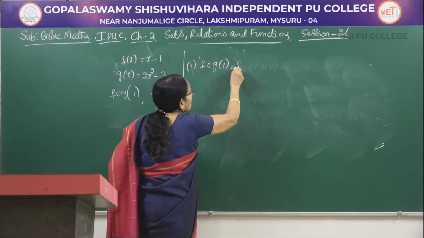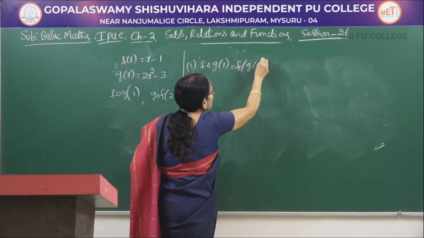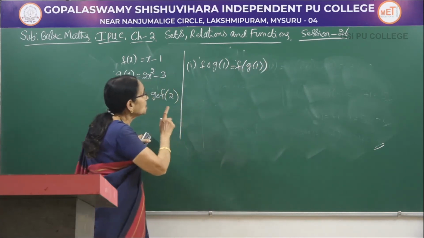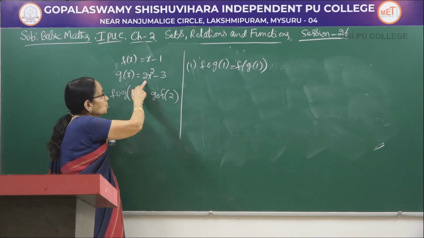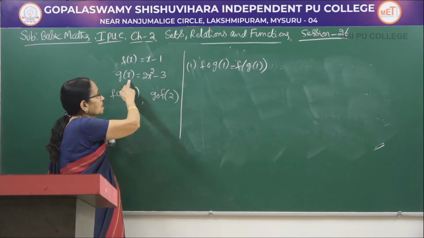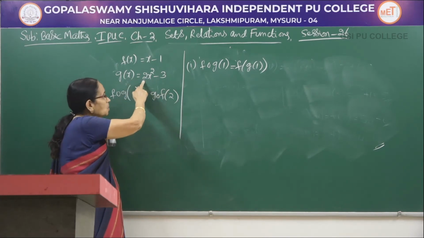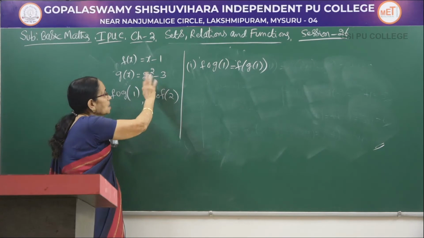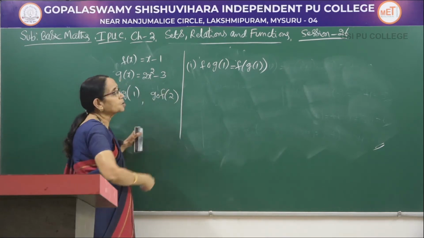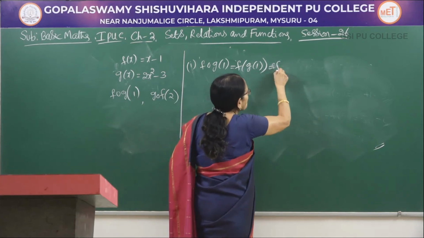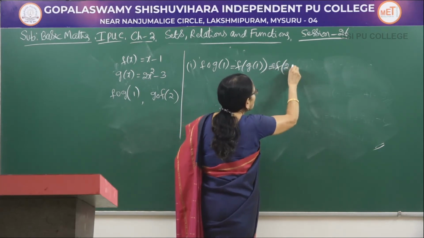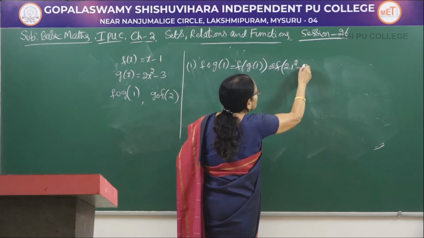That means f of g of 1. Come to the function g. x has the image 2x square minus 3. When x is there, square it, multiply by 2, take out 3 from there. So, here in the place of x, what do you have there? 1. Therefore, you can write this as f of 2 into 1 square minus 3.